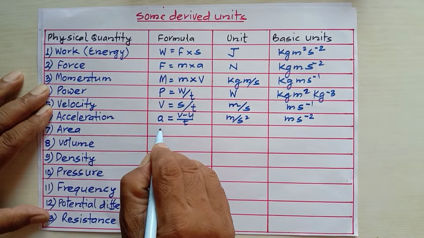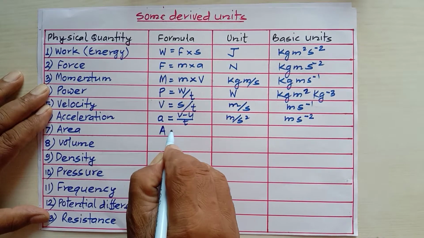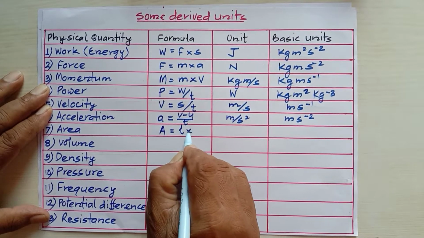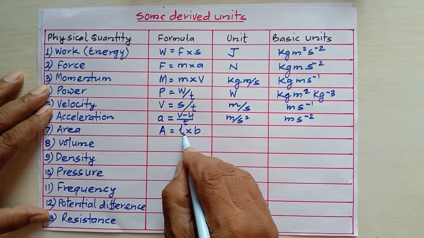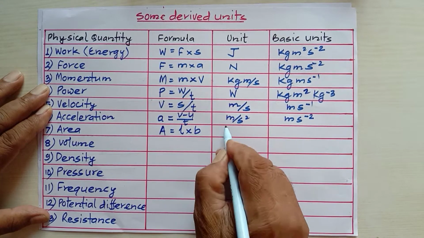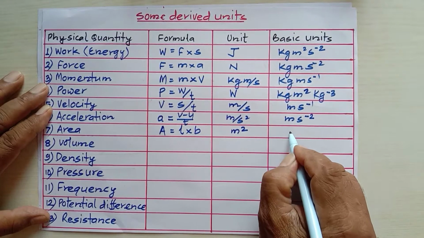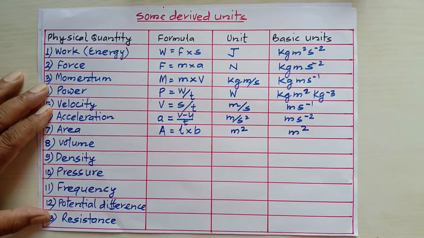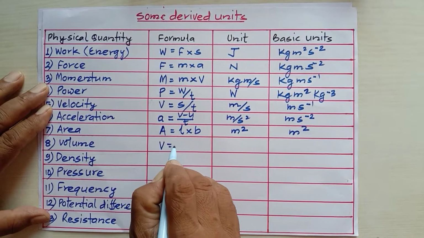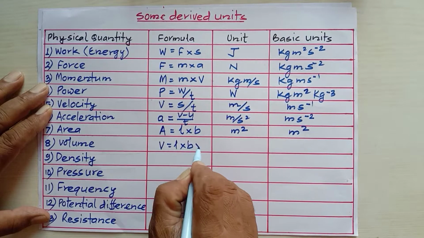Now area is denoted by capital A, and it is equal to length into breadth. Length is measured in meter, breadth is measured in meter. That's why its unit is meter square. Now let's talk about the volume. Volume formula is length into breadth into height.